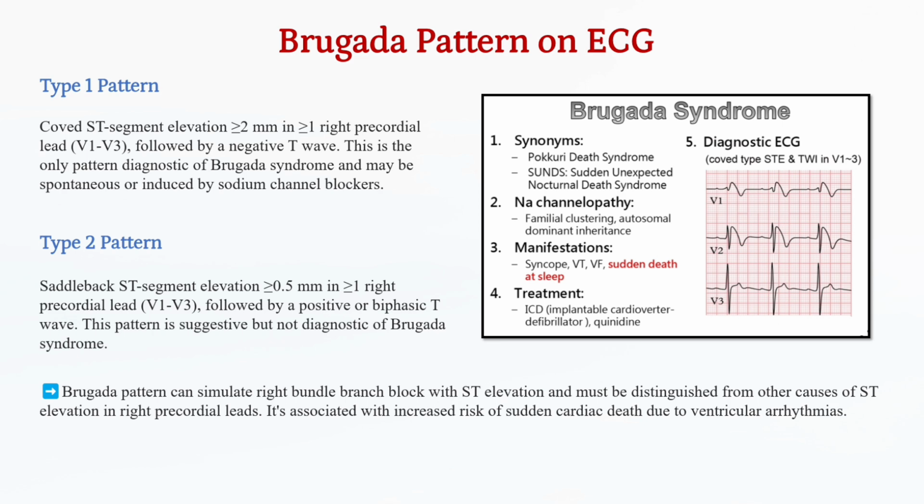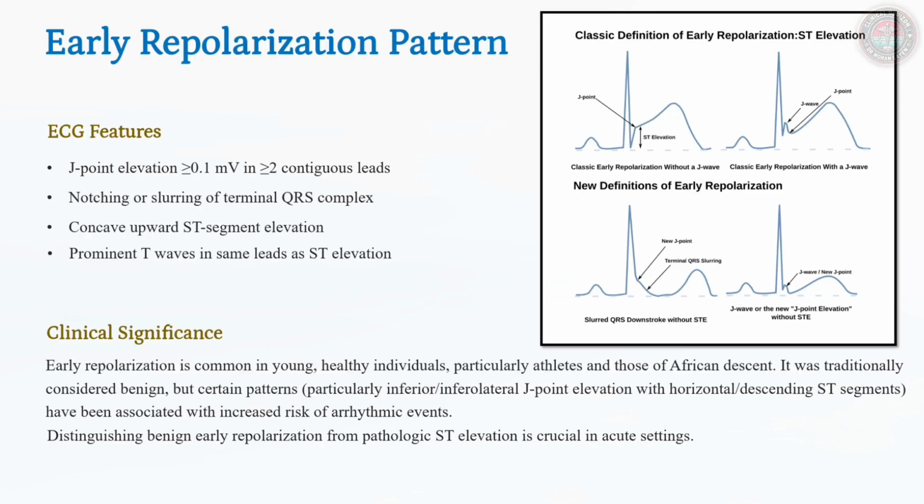Early repolarization pattern. Early repolarization, once considered a benign ECG variant, has been linked to an increased risk of arrhythmias in certain populations. The classic ECG features include J-point elevation greater than or equal to 0.1 millivolt in at least two contiguous leads, notching or slurring of the terminal QRS complex, and concave ST segment elevation. While early repolarization is common in young, healthy individuals, inferior or inferolateral J-point elevation with a horizontal or descending ST segment may be associated with ventricular fibrillation.